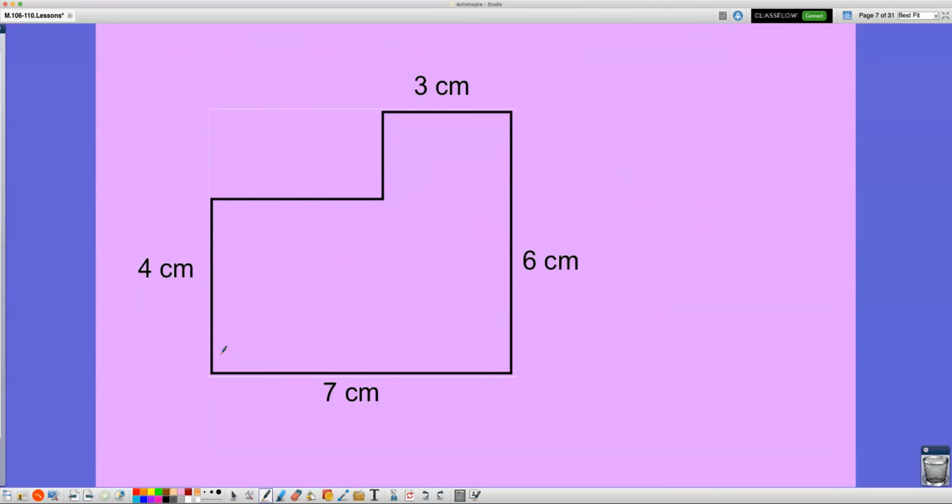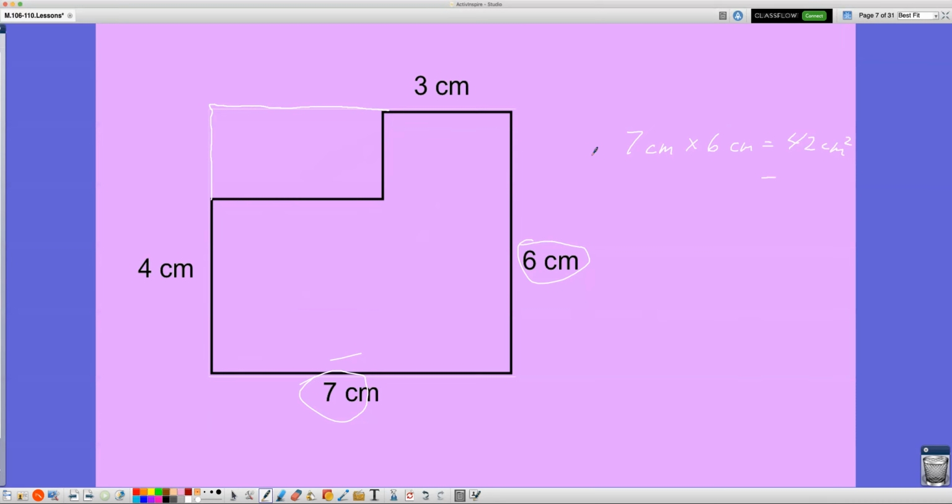You could also look at this in an entirely different way, where you could say, hey, what's this negative space over here? This space that's unknown. If you take this 6 times this 7, that's all the area on the inside here. We could take that 7 centimeters times 6 centimeters, which equals 42 centimeters squared.